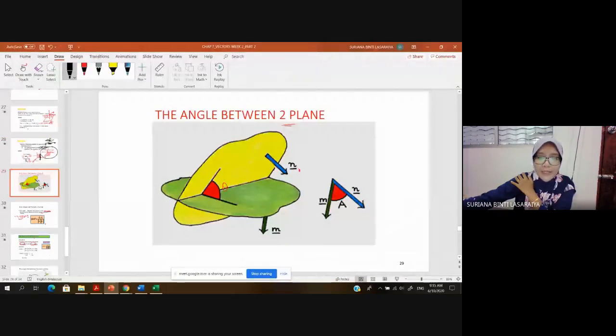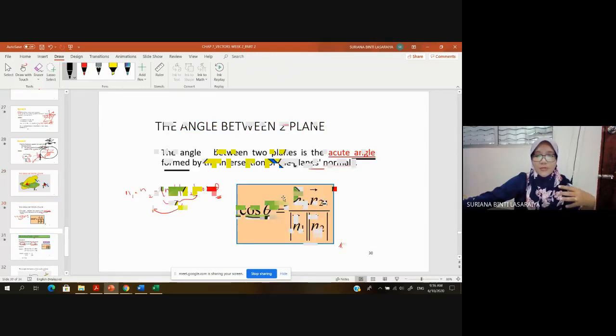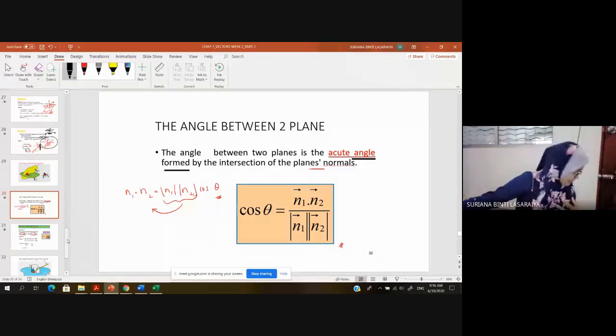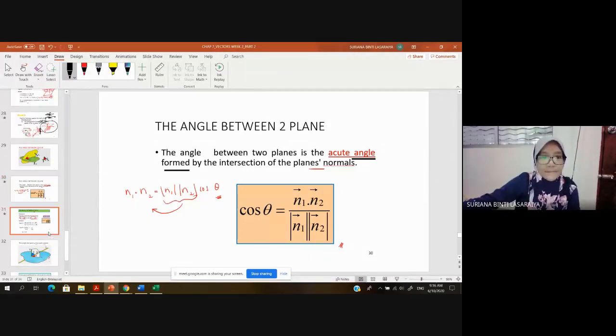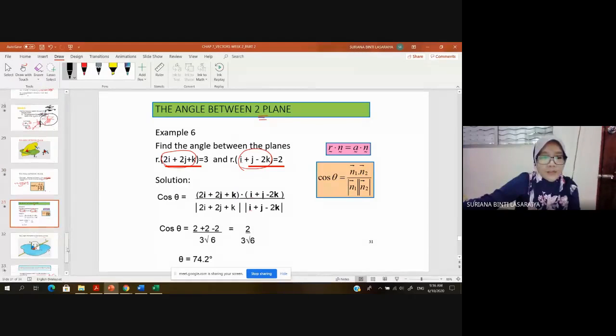Angle between two plane. Tadi, two lines. Two lines maksudnya you take out dia punya direction vector. Tapi kalau two plane, you take out dia punya normal. Okay, normal itu then you use the same equation macam finding angle between two lines. Boleh ah? Okay, so this one okay.